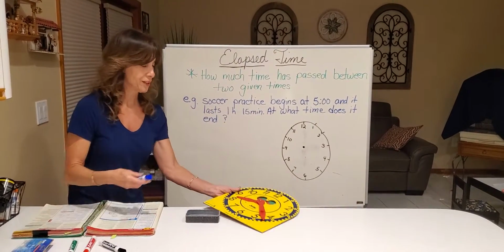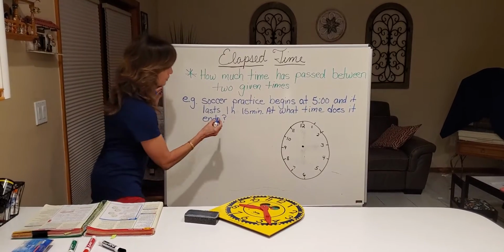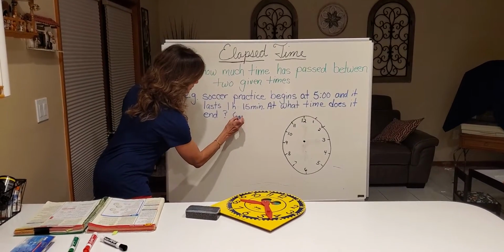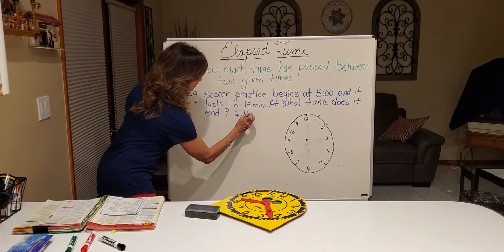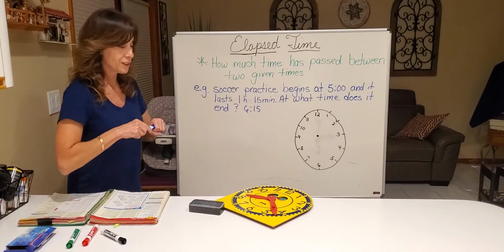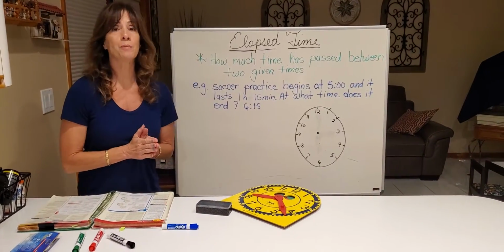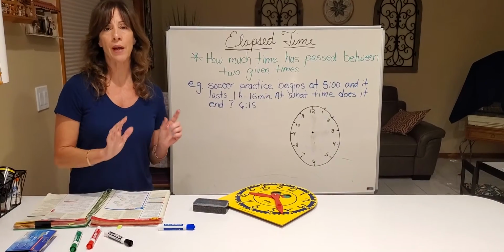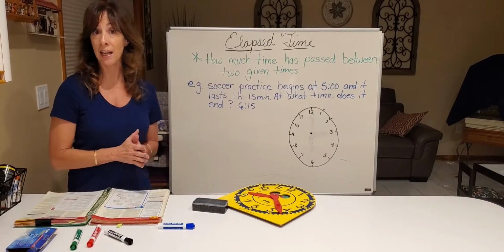Let's put our answer down for this one here, which was 6:15. That was for our soccer practice. And so that basically is how we do elapsed time. We're going to practice some today, and we'll be practicing again tomorrow.